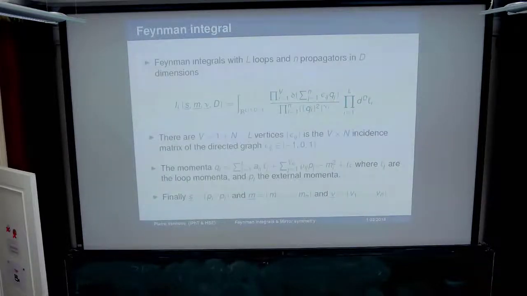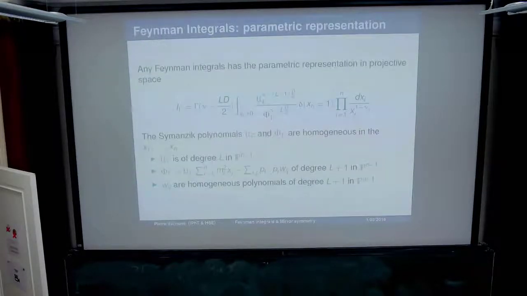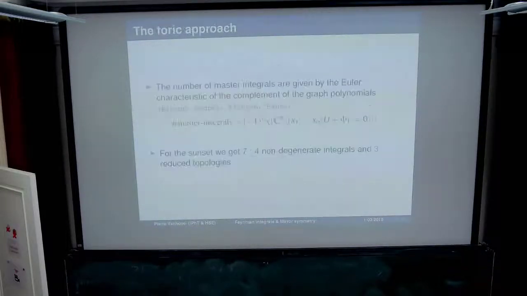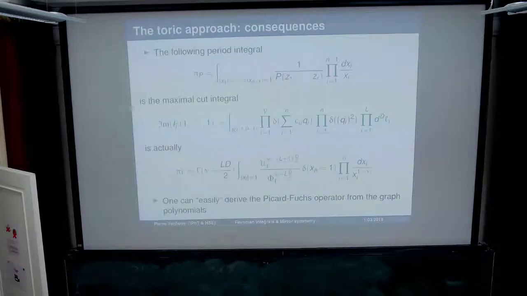I did not explain to you how to go from that integral to the parametric representation, okay? But you see, the Feynman integral is, you integrate something over the positive quadrant. There is a notion, what we call the imaginary part, the parenthesis is missing here, the imaginary part of your integral, which is the maximal cut, is actually replacing all the 1 over propagators by delta functions.